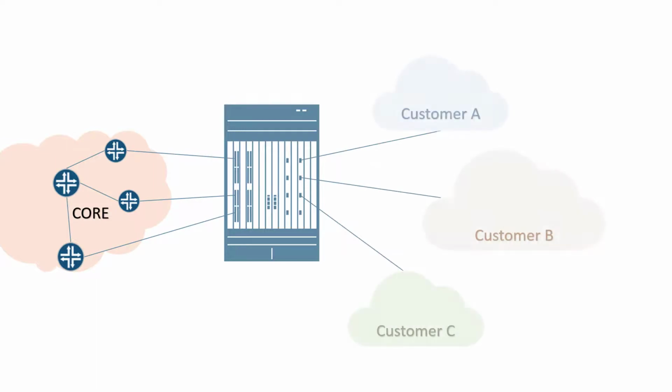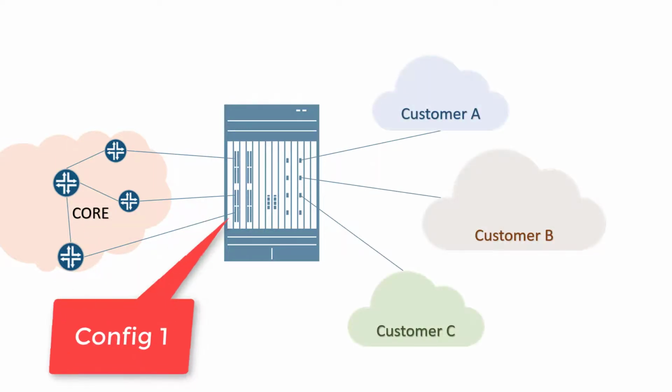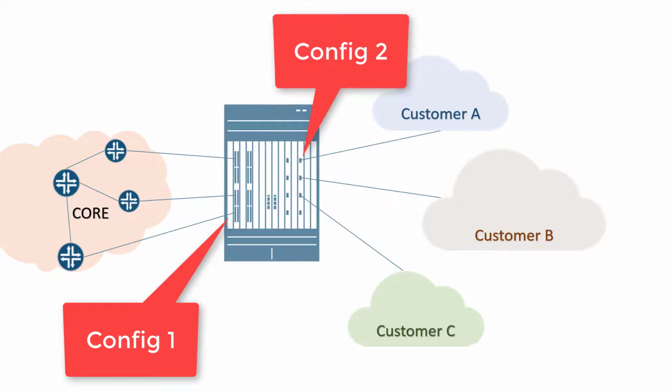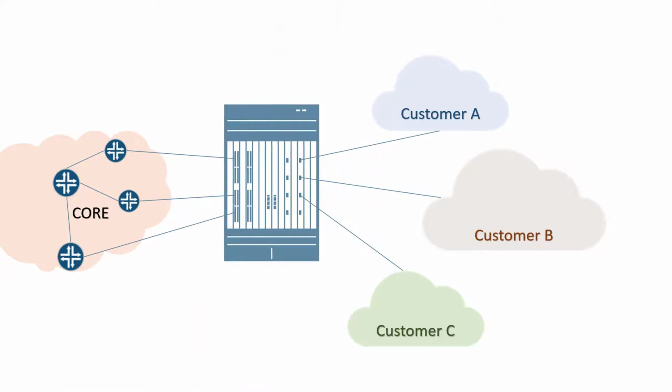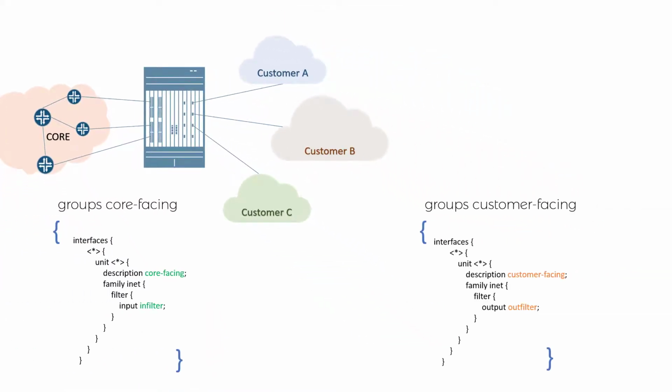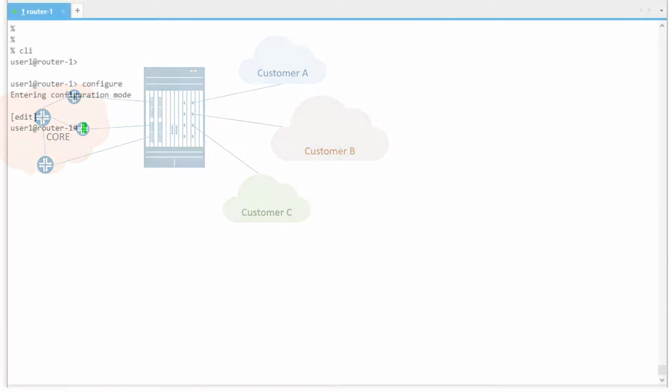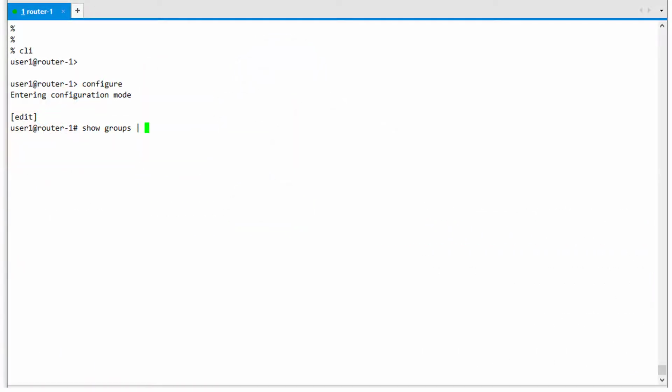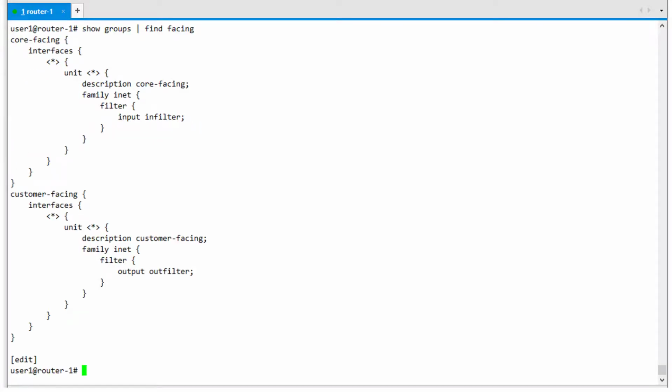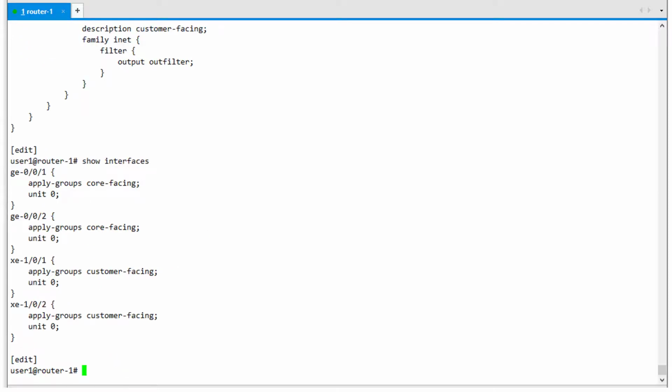Imagine a device with two types of interface, those facing the core and those facing customers, and each style of interface has distinct configuration. By making a core-facing group and a customer-facing group, we can put the appropriate details in each group and then apply that group to specific interfaces. The simplified configuration places these role-based details in a single location, making it easy to modify in a consistent manner. It also allows us to instantly see the role that each interface performs.